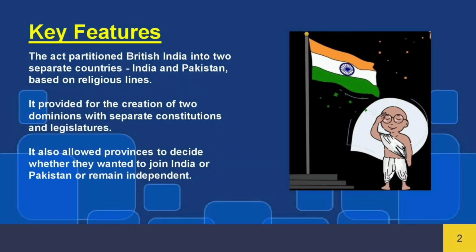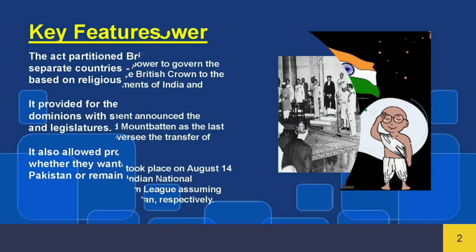Key features. The act partitioned British India into two separate countries, India and Pakistan, based on religious lines. It provided for the creation of two dominions with separate constitutions and legislatures. It also allowed provinces to decide whether they wanted to join India or Pakistan or remain independent.